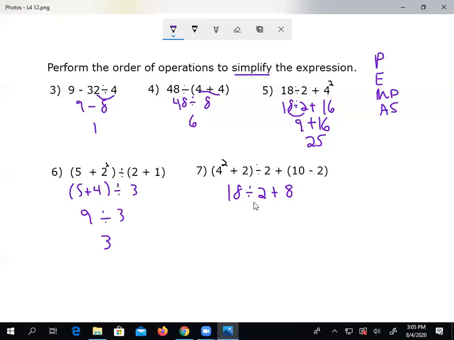So if you can do some of that mental math there, that makes it a little bit easier. How many 2s go into 18, or do I do addition next? Well, actually, based on the order of operations, division goes next, addition goes last. So 2 goes into 18 9 times, and 9 plus 8 would be then 17. And so that would be some examples of how the order of operations works.